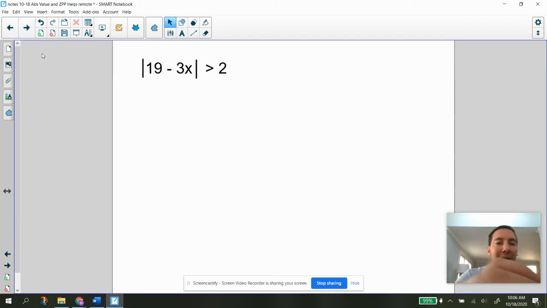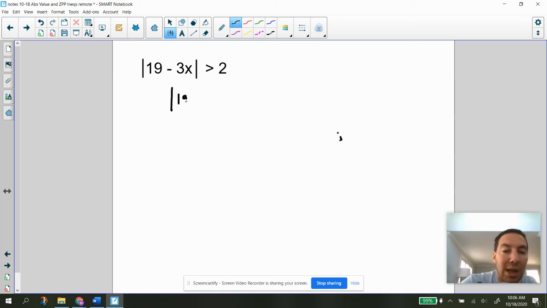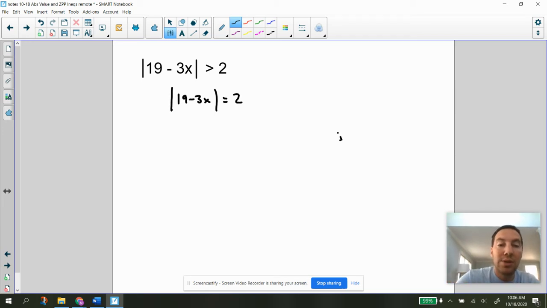Let's try another one. All right, let's do this one together. I'm going to go fast here because you've seen a couple. So first step, write it as an equation. We'll deal with that greater than sign later. Now, write my two equations. 19 minus 3x equals 2. 19 minus 3x equals negative 2. And let's see if we can solve these.